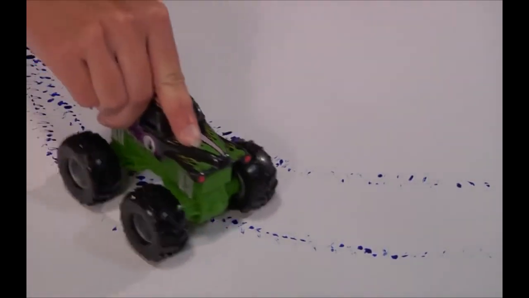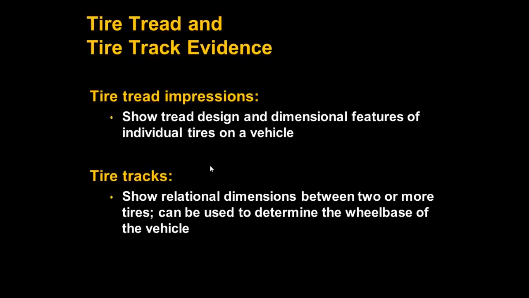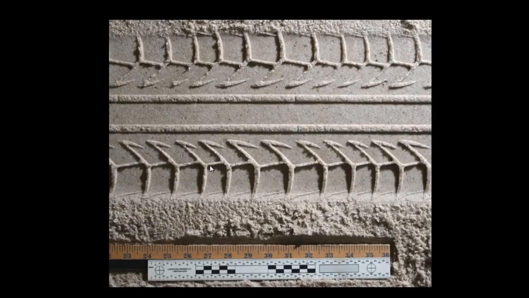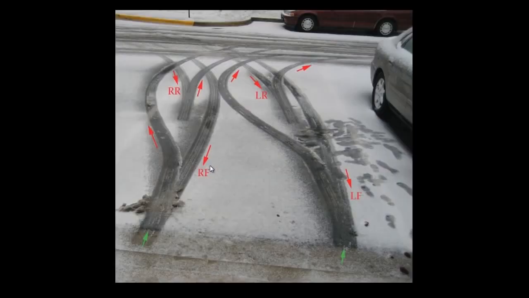Tire tracks, on the other hand, refer to all of the tire patterns created by the car as a whole, rather than analyzing the tread pattern of one tire specifically. Tire track evidence deals with the spatial relationships between two or more tires, which can be helpful when trying to determine the dimensions of the suspect car. This is an example of tire tread evidence, where you're able to analyze the design features of an individual tire. This is an example of tire track evidence. As you can see here, you can look at the spatial relationships between two or more tires.